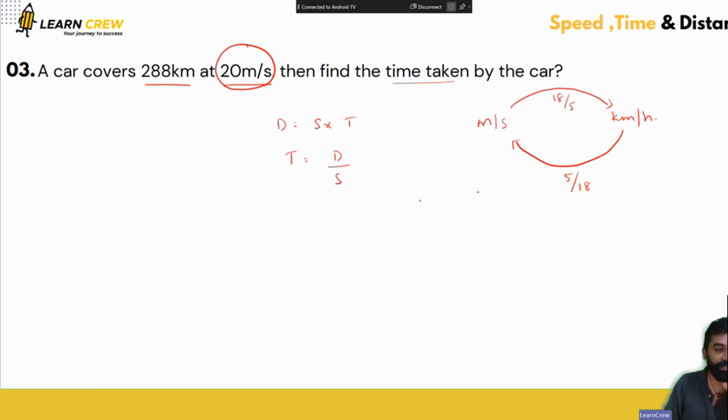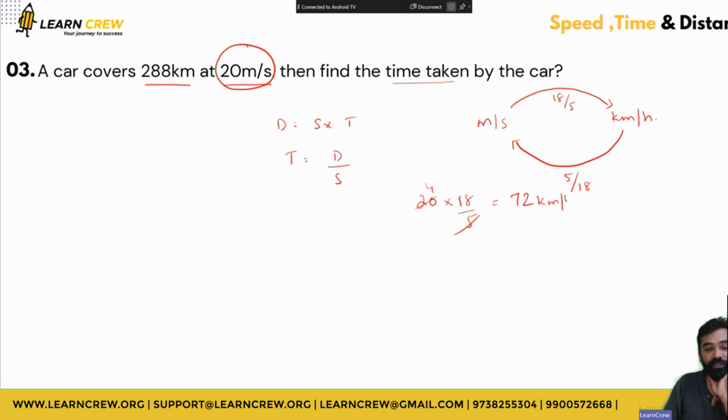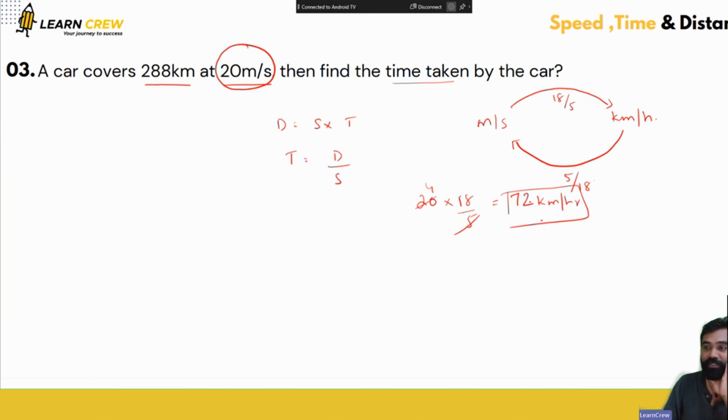Okay, so now with this method, let us try it out. 20 meters per second into 18 by 5 is going to be how much? 4 into 18 is 72. 72 kilometers per hour. Okay, we have converted the meters per second to kilometers per hour. Now, if this is given, then you can calculate the time taken.